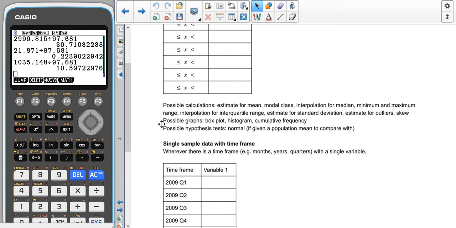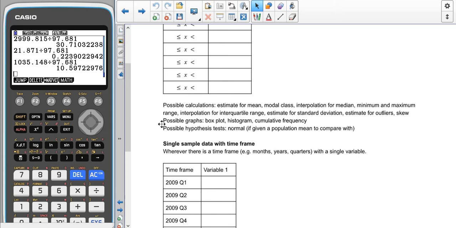We could find an estimate for the standard deviation. Again, that would only be an estimate because we'd have to use the midpoints of the intervals to be able to calculate that. We could estimate for outliers, so we could tell if it was possible that we did have some outliers. If we were told that an outlier was going to be 1.5 times the interquartile range added onto the upper quartile, and that ended up being less than the end of our intervals, then that means that we could have some outliers there. And we can have a look at skew as well, because we can look at the distribution of the frequencies to help us to determine if our data is skewed.